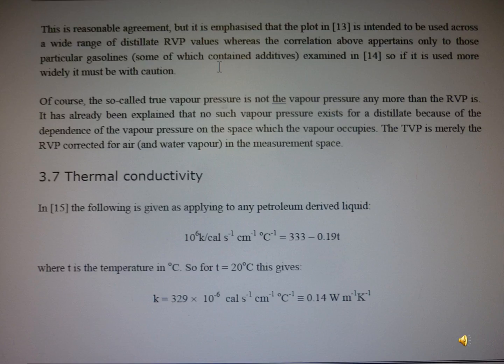Moreover, if the RVP, which is of course always determined at 38 degrees centigrade, is known for the particular hydrocarbon stock, its TVP at other temperatures can be determined from the chart. So in this case, RVP in kilopascals is equal to 1.0091 times TVP in kilopascals plus 5.53. This is the way we can calculate this.